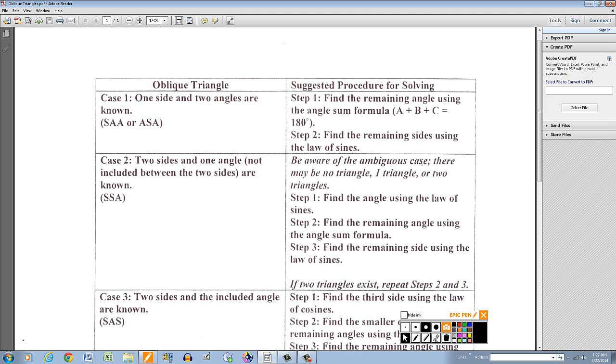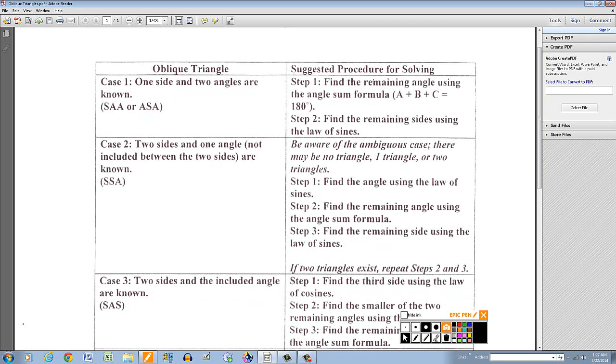So the situation in this scenario is that there could be no triangle, one triangle, or two triangles. In other words, picture this: you have two sides, and you're trying to construct the triangle, and say the third side is too small. You can't form the triangle. So that'll be an example where you have no triangle. And then there's a scenario where the side is long enough that you can move it to one end or the other end and form two triangles. So here's the situation.